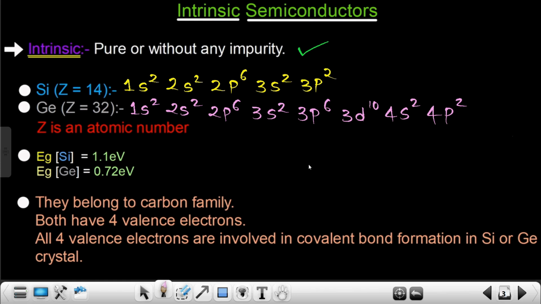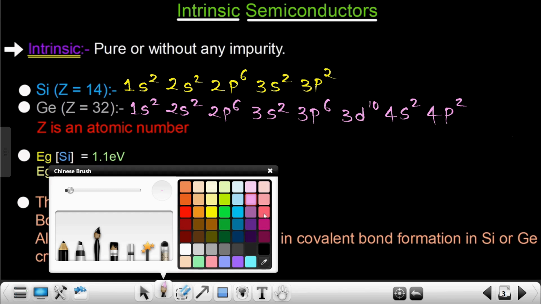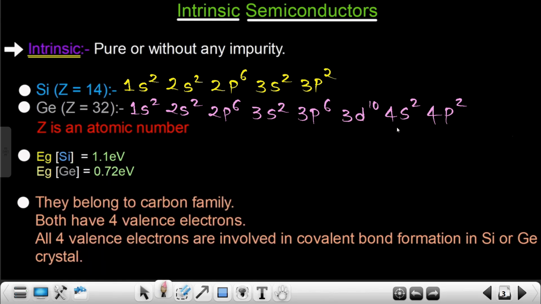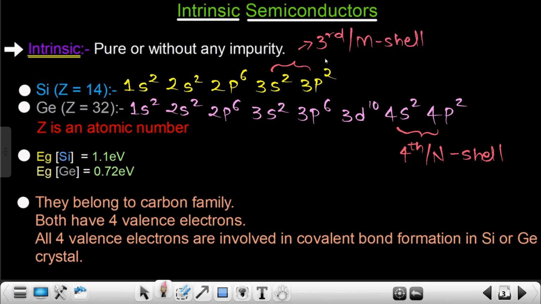Great. Now if you look over here, let me erase this tick mark. Okay, so you just focus upon this particular part. Just try to understand this. This is my N shell or the fourth shell, right? Similarly, if you look over here, this is my M shell or the third shell. So in case of silicon there are 3 shells, or 3 orbits, whereas in case of germanium there are 4 shells or 4 orbits, right?